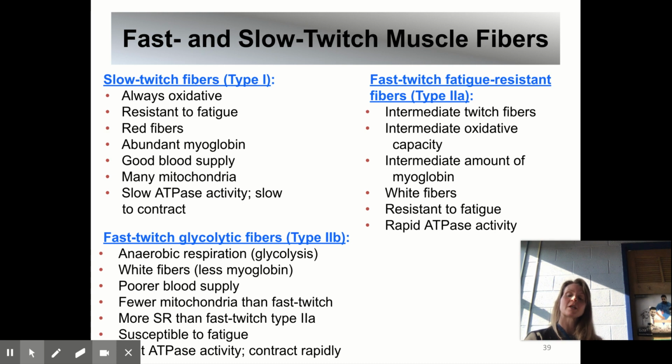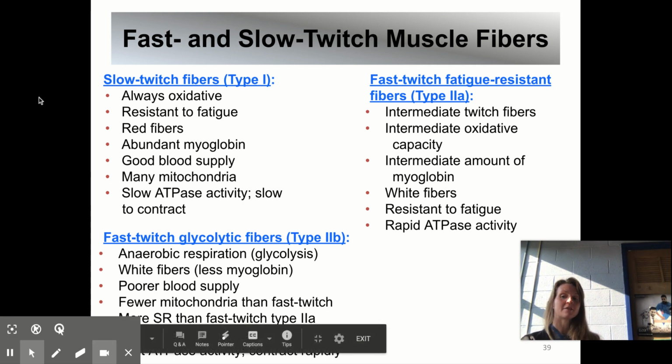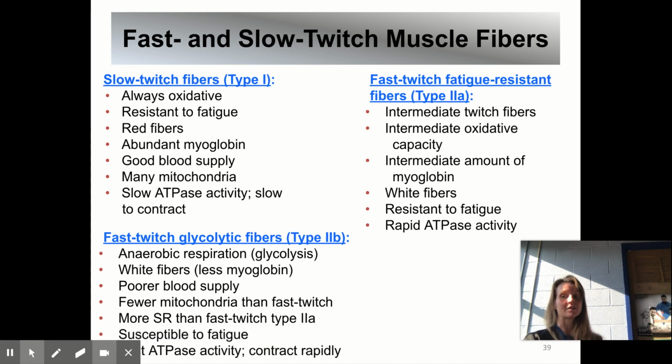There's going to be more sarcoplasmic reticulum because these muscles are responding faster. So they need the calcium to be ready. They need the water to be ready. They're more susceptible to fatigue, and they have fast ATPase activity. So they're constantly needing more ATP to be released.